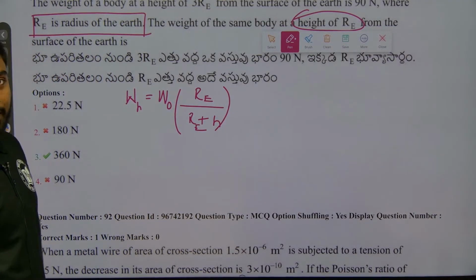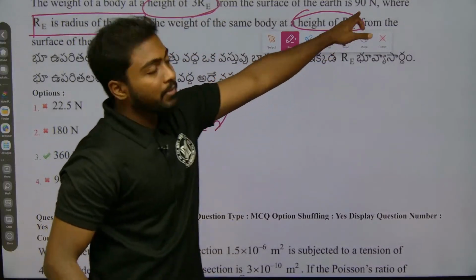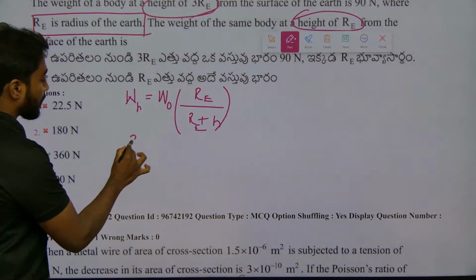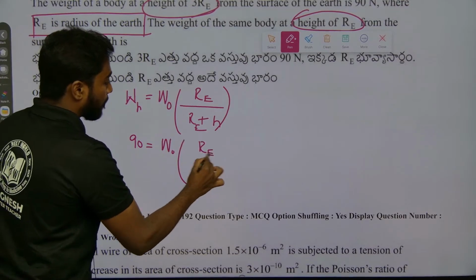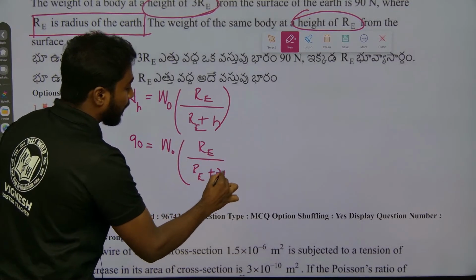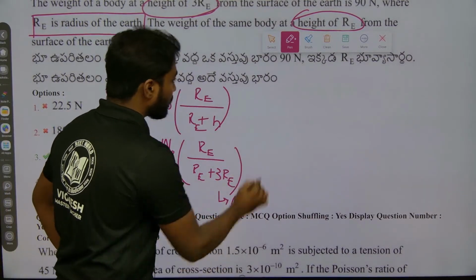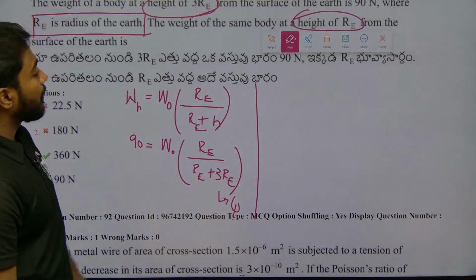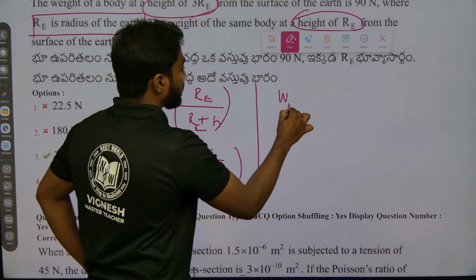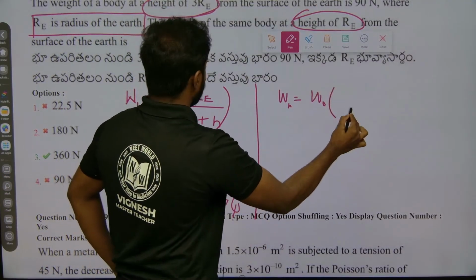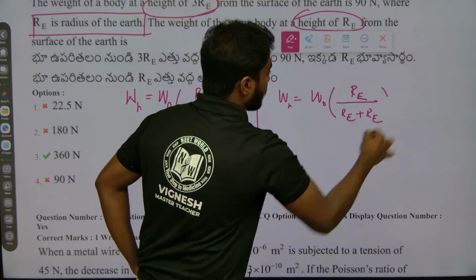What is the first condition they have given? At height 3 R e, the weight is 90 Newton. I will write it. So 90 Newton is equal to W naught into R e by R e plus 3 R e. This is the first condition they have given, equation number 1. Now if I talk about the second thing, height is the same as radius only. So W h is equal to W naught into R e by R e plus R e, right?